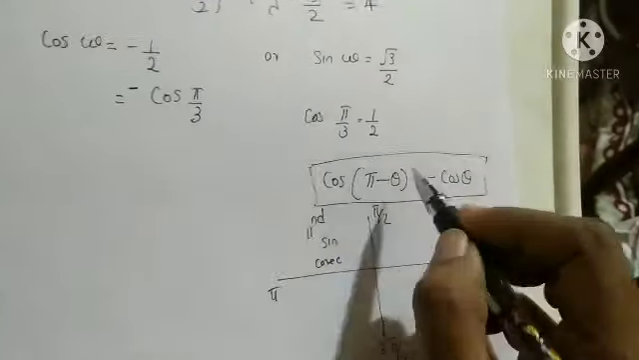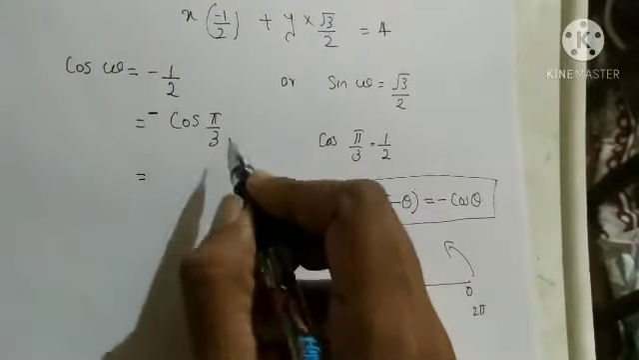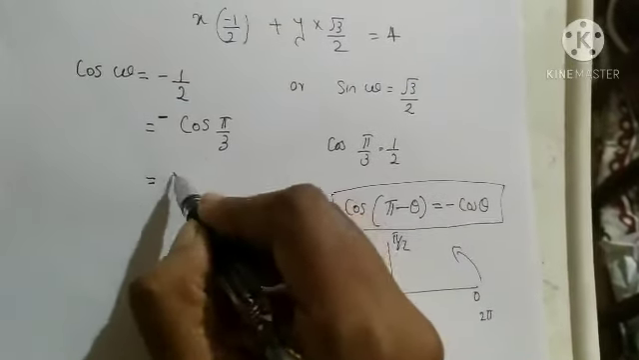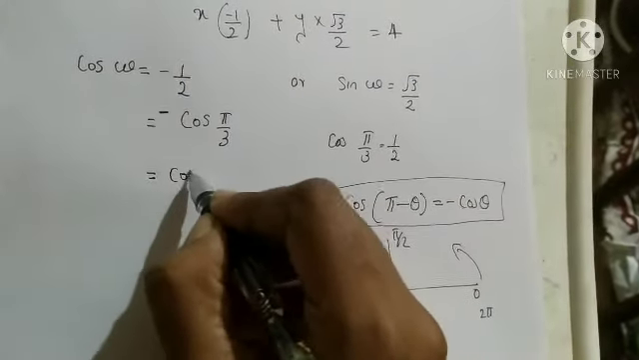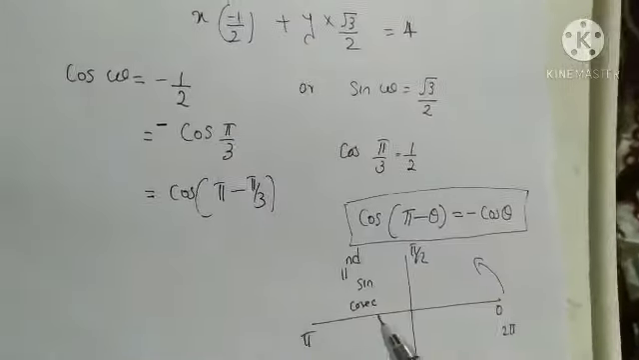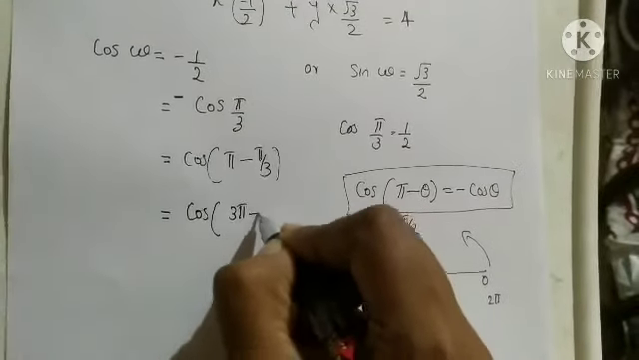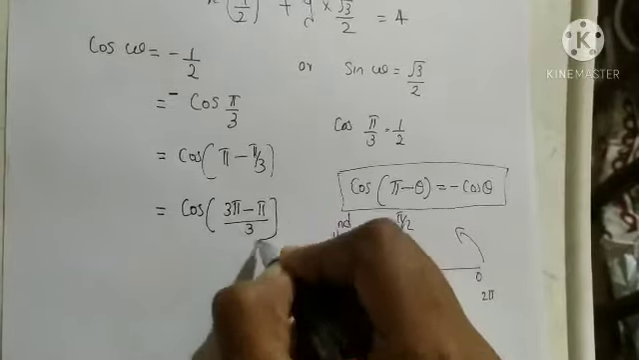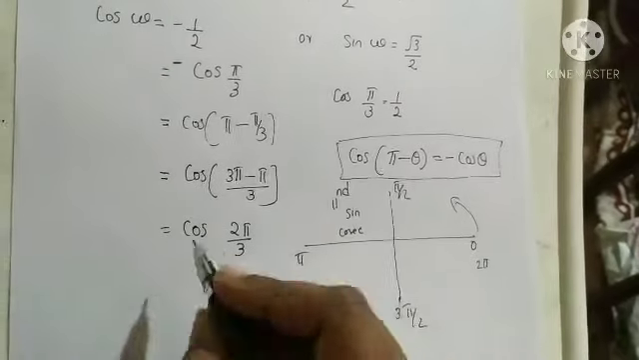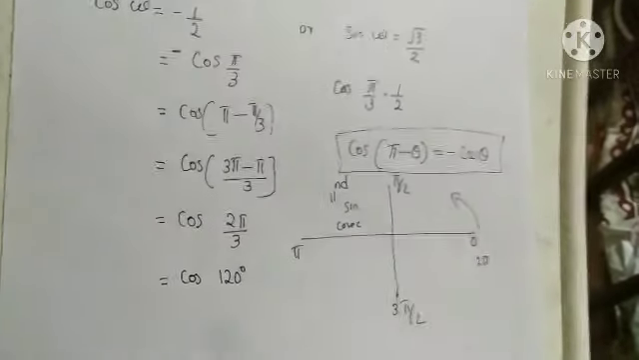So using this result, I am going to convert this minus cos theta. Here in place of theta it is pi by 3. I am going to convert this minus cos pi by 3 to cos of pi minus pi by 3, and both are equivalent. So from this we get cos of 3 pi minus pi divided by 3, which is equal to cos 2 pi by 3. Cos 2 pi by 3 is 120 degrees, right?